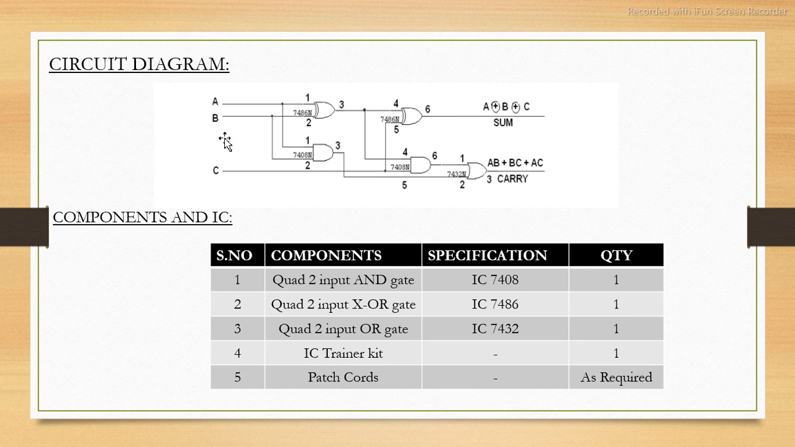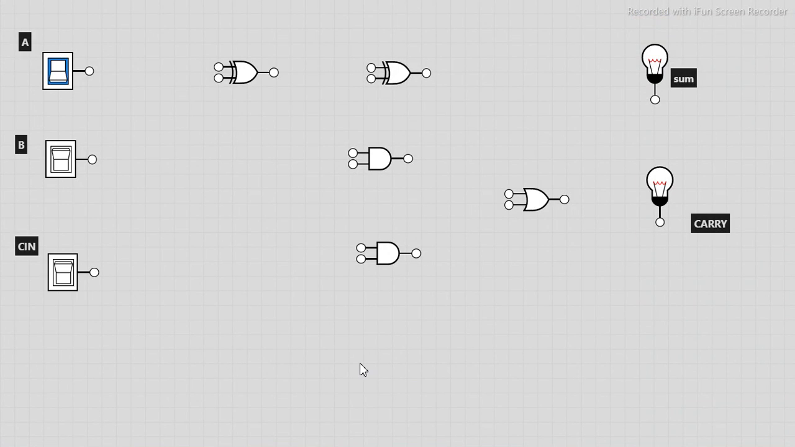Full adder circuit design is this. What components are used in the full adder? AND gate, XOR gate, OR gate, IC trainer kit, patch board. It can be two half adders combined, and extra we will add an OR gate. 3 inputs A, B, C.